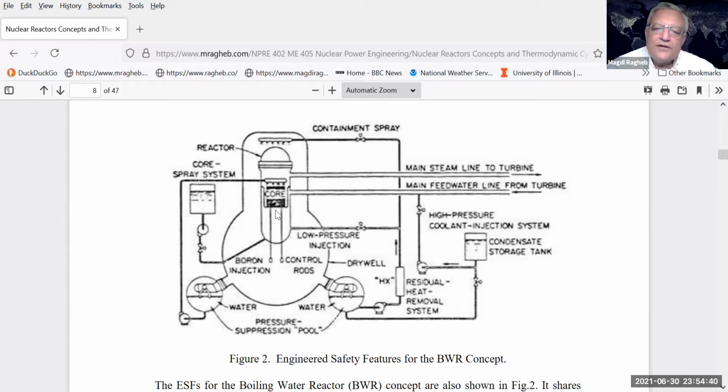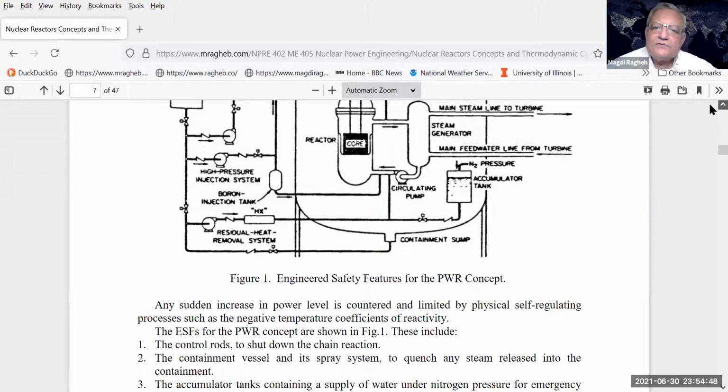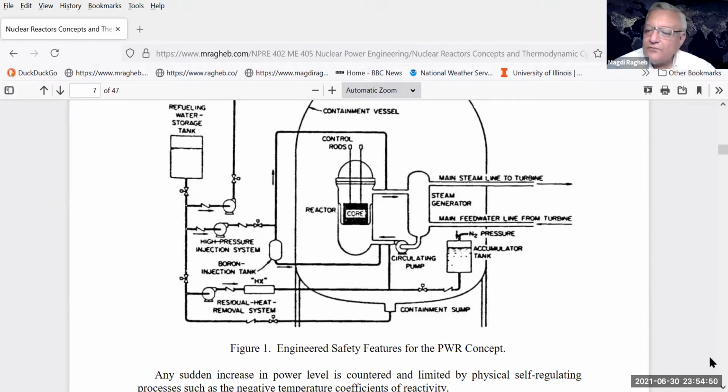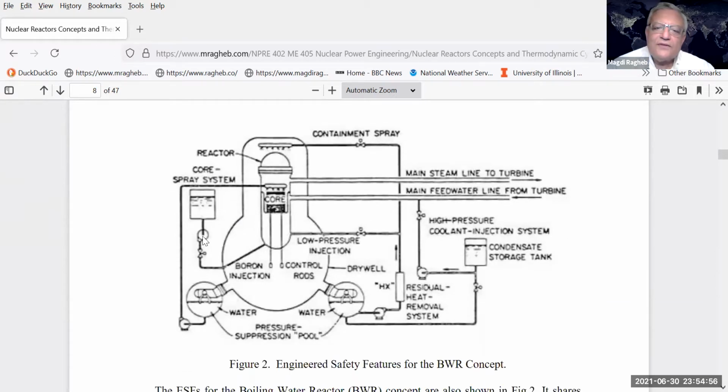So you cannot bring in really the control rods from the top, like in the PWR. See here, the pressurized water reactor, the control rods come from the top. For the boiling water reactor, because of the existence of the steam drying equipment at the top, they come in usually from the bottom of the core.